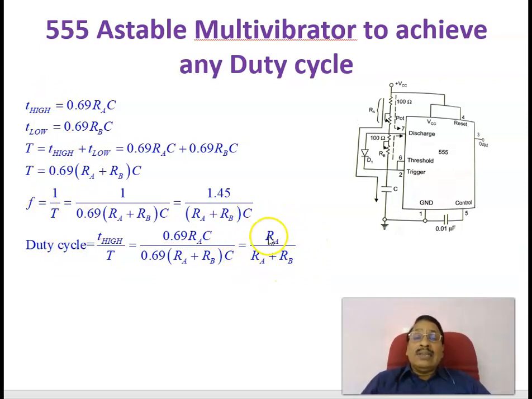By properly selecting the values of these resistances RA and RB, you can have any duty cycle, less than 50% or more than 50%. Therefore, any duty cycle can be achieved by this slight modification of the astable circuit. The only thing is that a diode bypasses the resistance RB. All other parts are the same.